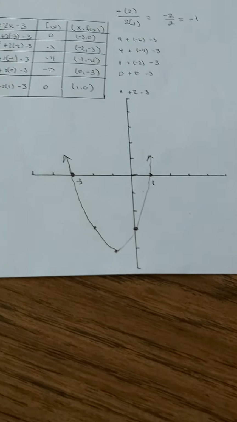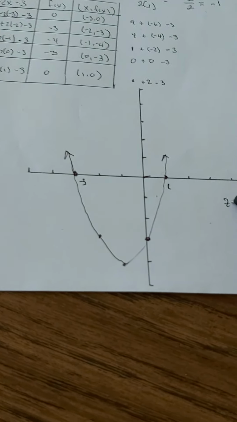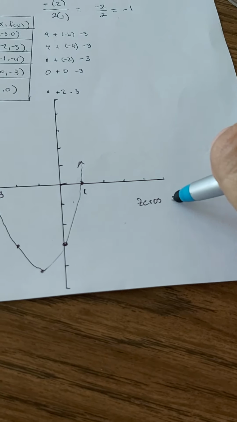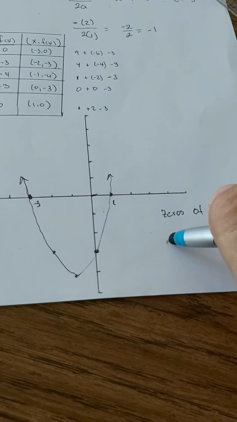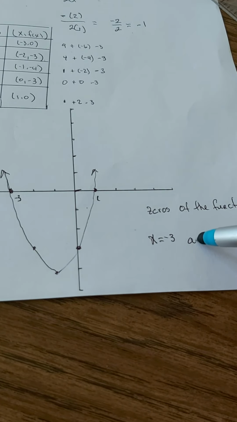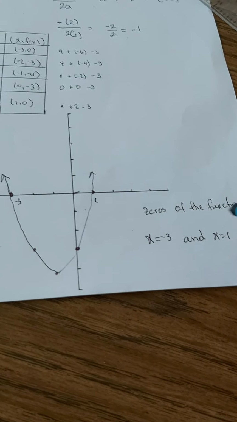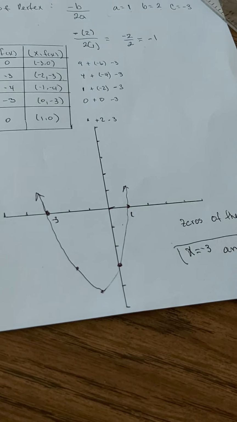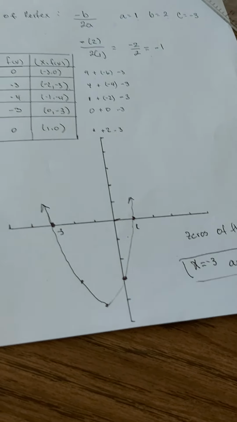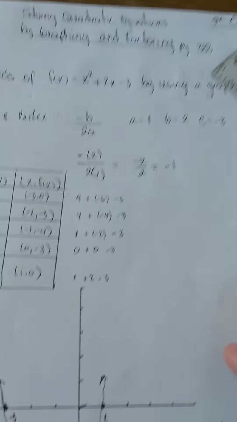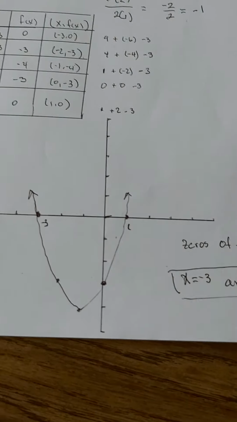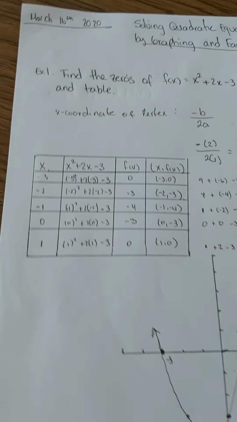So the zeros of the function will be x equals -3 and x equals 1. Okay? Those are the zeros of the function. So this is one way of finding the zeros of the function. Our second method is by factoring.